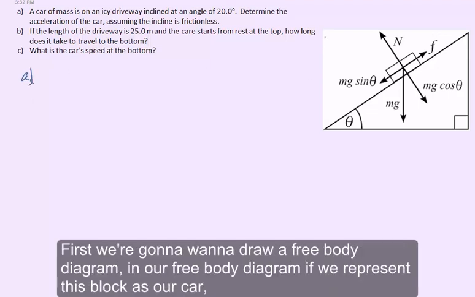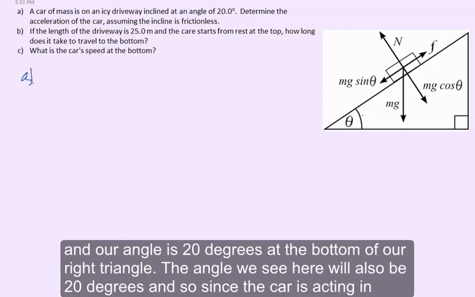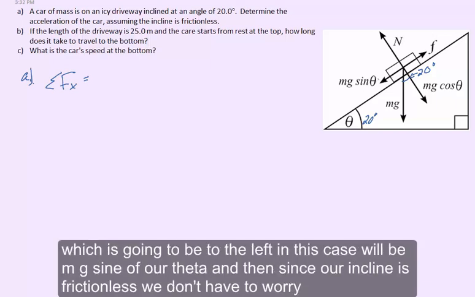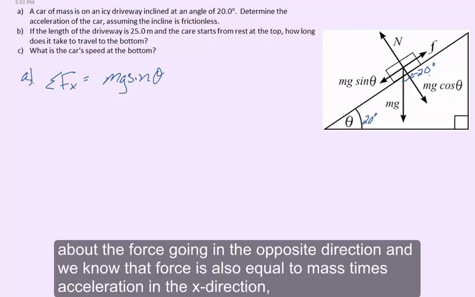First we're going to want to draw a free body diagram. In our free body diagram, if we represent this block as our car and our angle is 20 degrees at the bottom of our right triangle, the angle we see here will also be 20 degrees. And so since the car is acting in the x direction, we're going to sum up our forces in the x direction. And the forces we have in the positive x direction, which is going to be to the left in this case, will be mg sine of theta. And then since our incline is frictionless, we don't have to worry about the force going in the opposite direction.